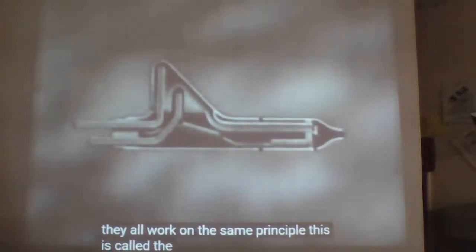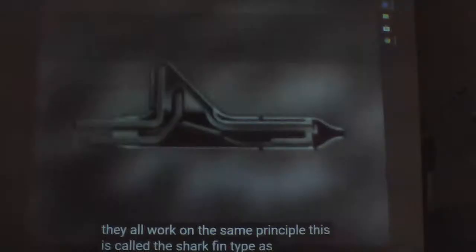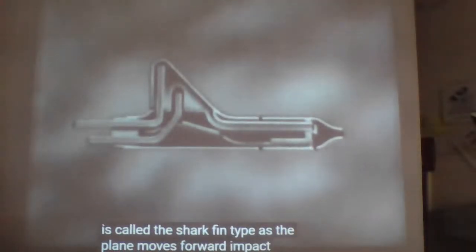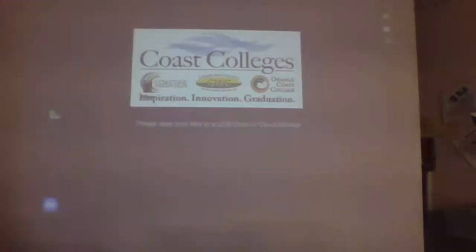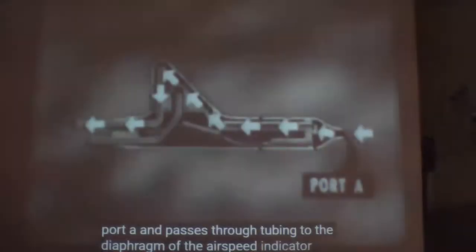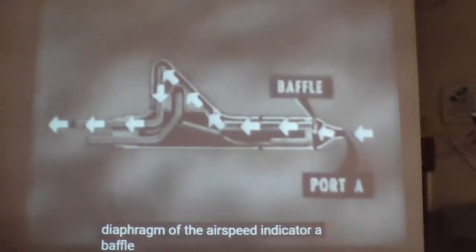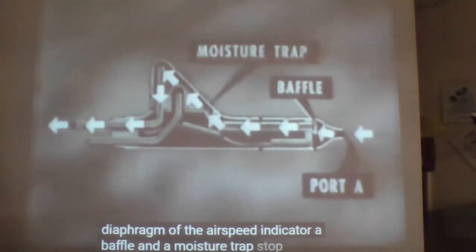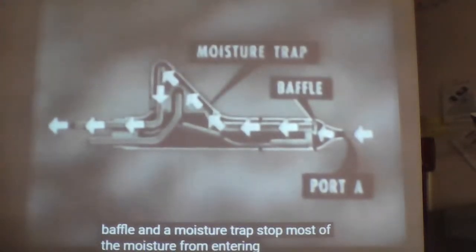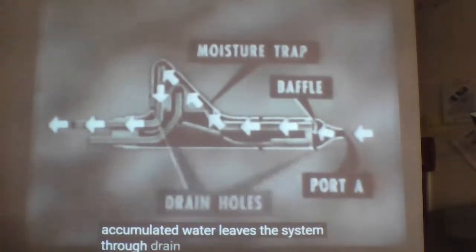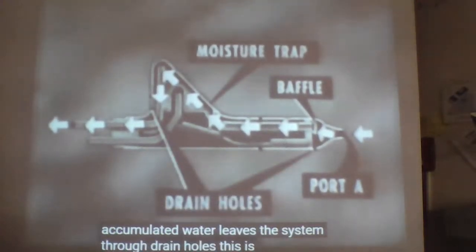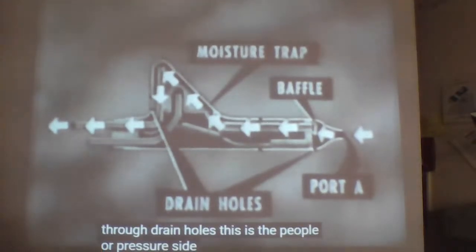The shape and location of pitot-static tubes vary with the type plane, but they all work on the same principle. This is called the shotgun type. As the plane moves forward, impact air enters port A and passes through tubing to the diaphragm of the airspeed indicator. A baffle and a moisture trap stop most of the moisture from entering the tube. The condensed water leaves the system through drain holes. This is the pitot or pressure side of the system.